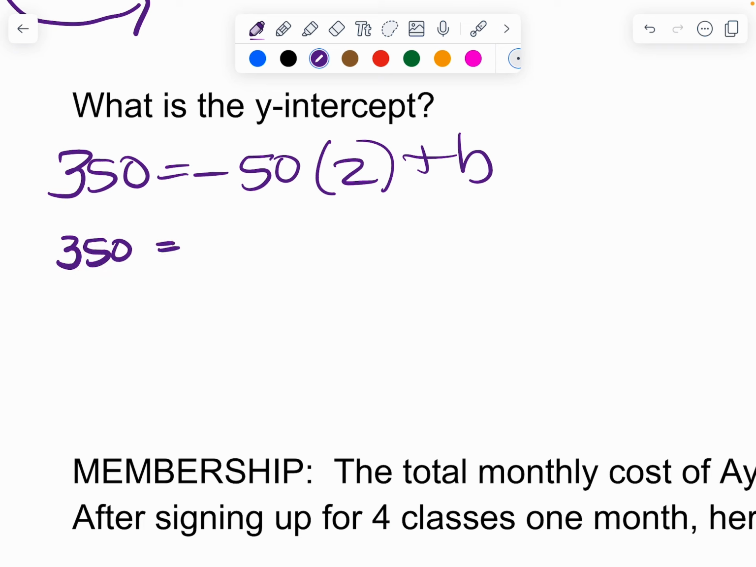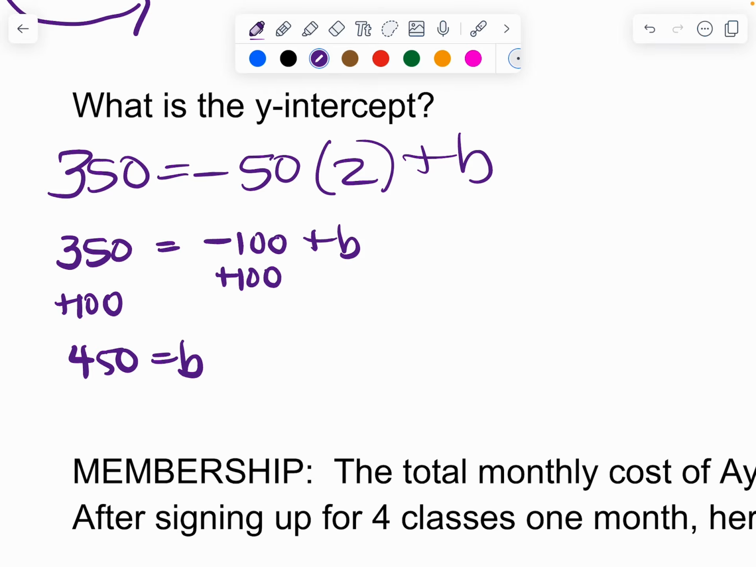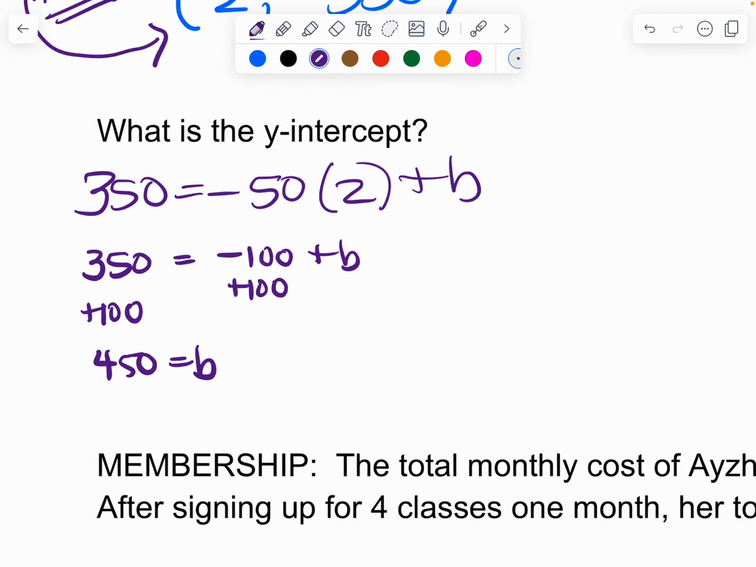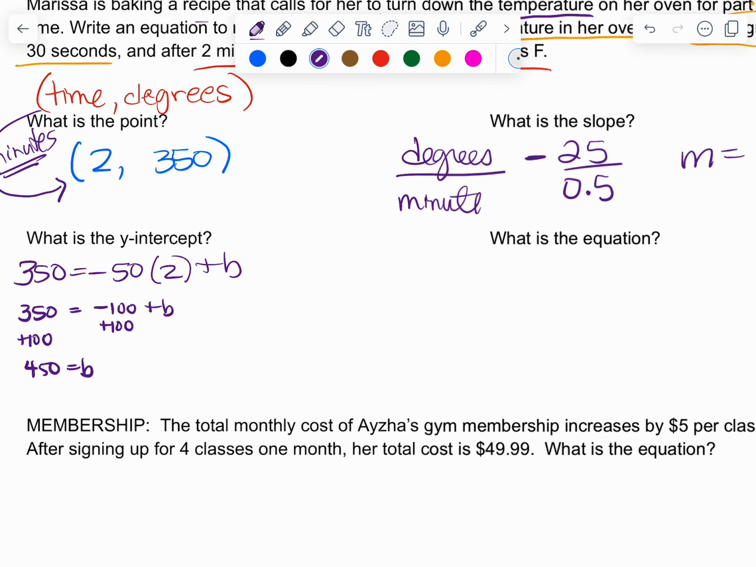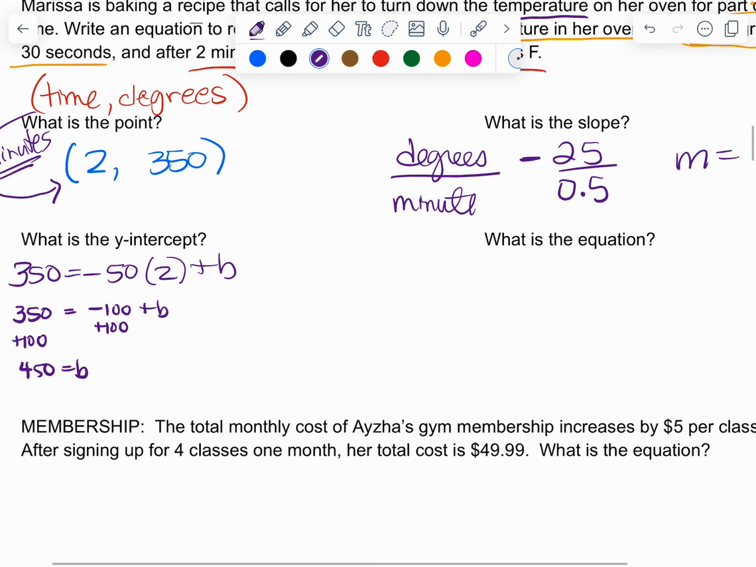350 equals negative 100 plus b. Add 100, get 450 equals b. So now we found the y-intercept. The y-intercept means that that's where we started at. I plug that into my equation and I get y equals negative 50x plus 450 degrees. Okay?